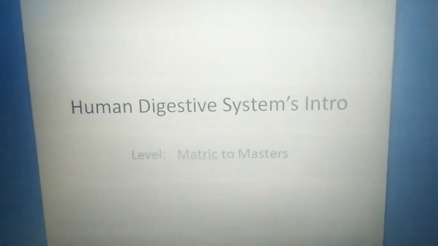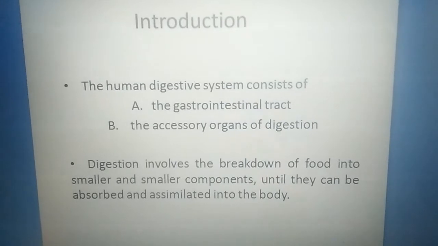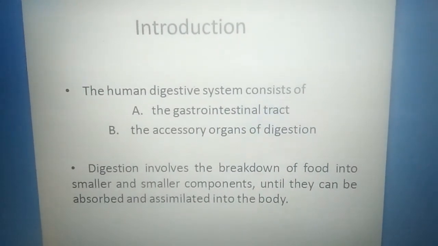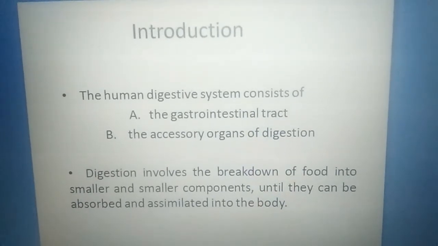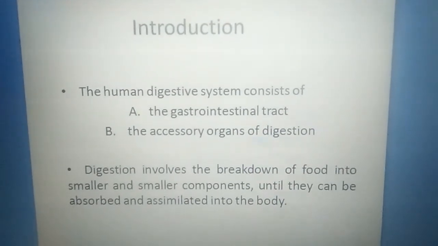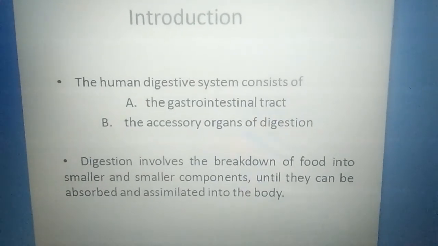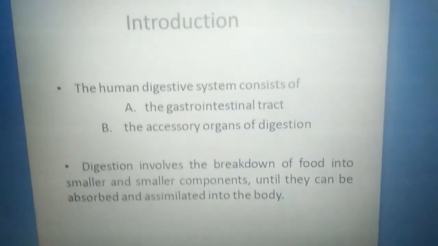Human digestive system intro. The gastrointestinal tract and accessory organs of digestion make up the human digestive system. What is digestion? Digestion involves the breakdown of food into smaller and smaller components until they can be absorbed and assimilated into the body.